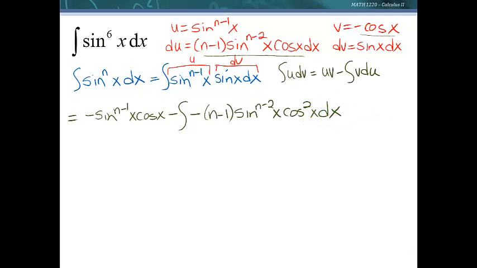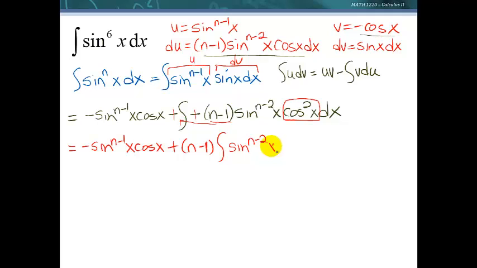Now let's see what we can do to simplify this. We could combine those two, make that positive. This is a constant, so we can move that out in front. And then we can also replace this with the Pythagorean identity to get it in terms of sine. So we have negative sine to the n minus 1 x cosine x plus n minus 1 out in front of this integral of sine to the n minus 2 x multiplied by 1 minus sine squared x dx.